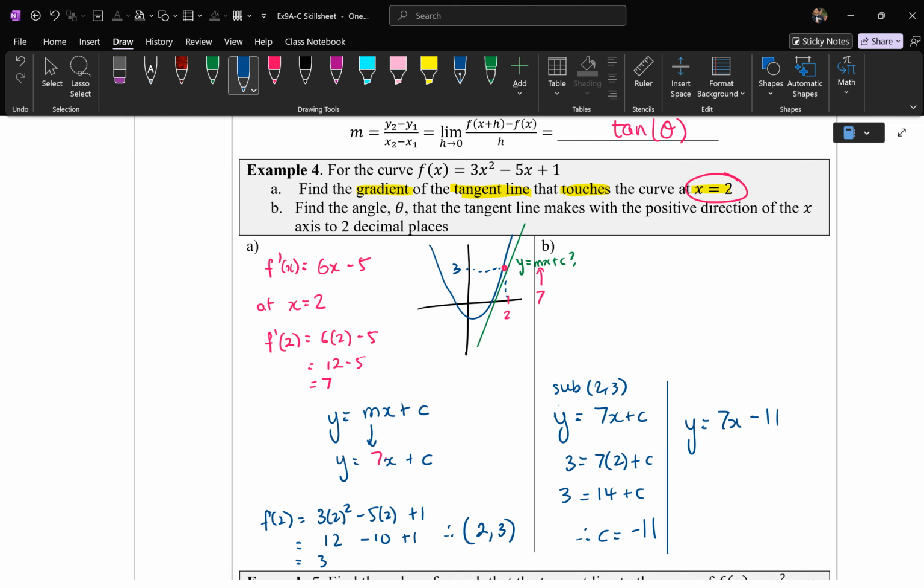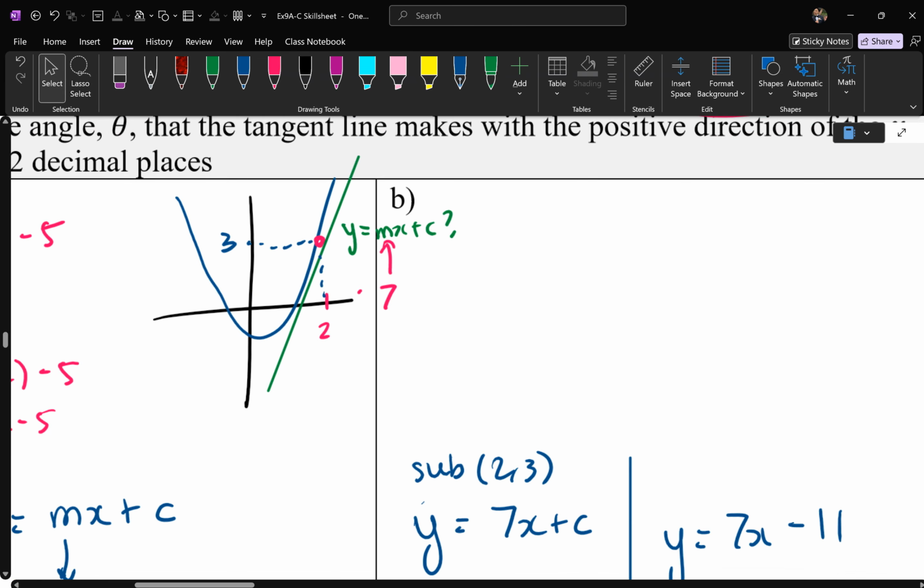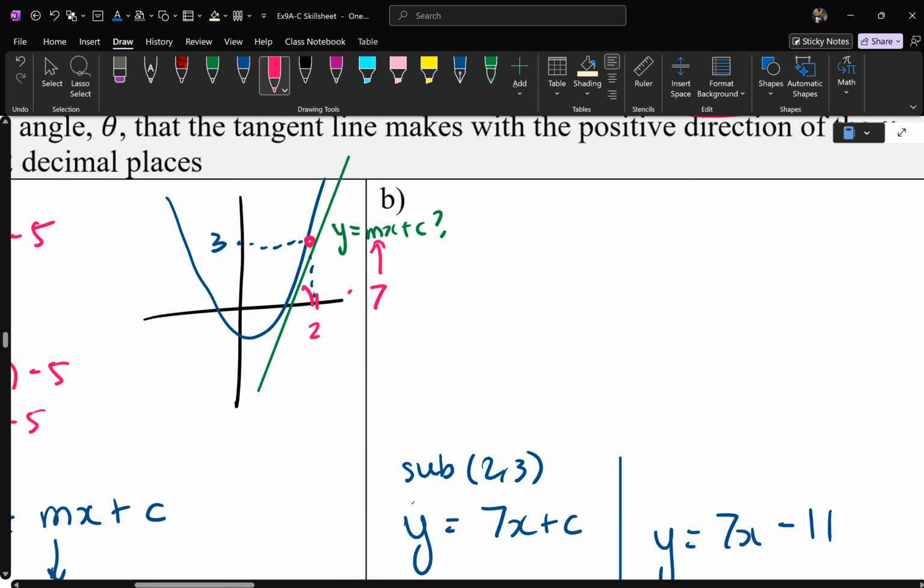Part B though. Part B says, okay, you've got the tangent line now. So here's your tangent line. But what's the angle it makes with the x-axis direction? So that's the x-axis. What's the angle that that green line, that tangent line, makes with the x-axis? That's what it's asking. So how do you find the little bit right there? What's the angle?